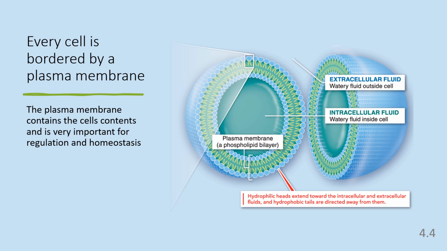To understand these cellular processes, we need to understand the basic makeup of a cell, what its different parts do, and how it regulates its internal environment. One of the most important structures for this regulation is the plasma membrane.